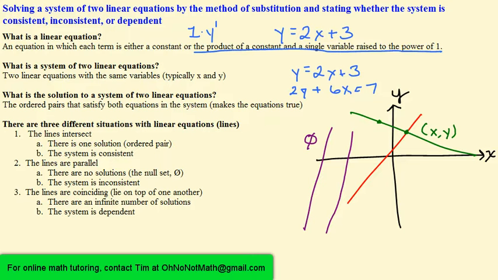Okay, the third situation is if the lines are coinciding. They lie on top of each other. So let's say again you have an equation, you graph it, you get a line here. You take the second equation, you graph it, and you get a line that lies directly on top of the first. Those two lines are coinciding. In that situation, there are an infinite number of solutions. Every point that is on one line is also on the other line. So for that type of system, we would say that it's dependent. All right, so let's do some examples.